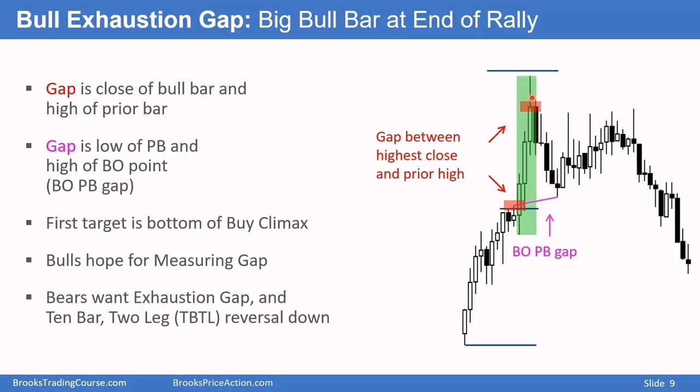The bears are looking for a reversal that closes the gap, which it did, and has 2 legs, which it did, 1 pullback 2, and about 10 or more bars down, which it did. So the bears achieved all of their goals. They closed the gap. They fell below the bottom of the buy climax. They got a 10-bar 2-legged correction. Next, they want to measure move down from here to the buy climax low down here. We don't know if that happened later.